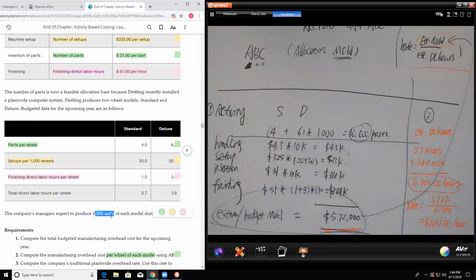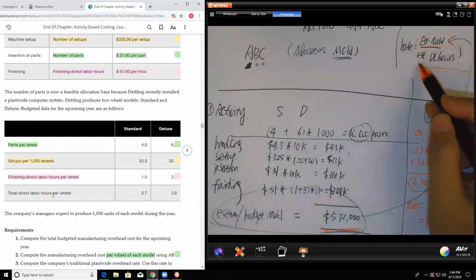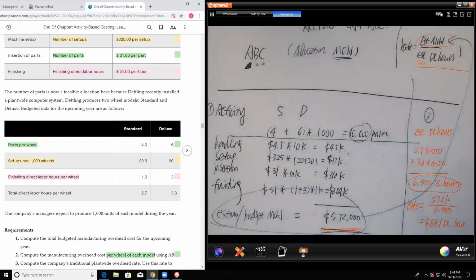And then, as I said, the question is not well written. We don't really know if it's the actual or the estimated. We said when we get the rate, we always use the estimated, but when we allocate, we use the actual. One more time, the question didn't tell us, but this is the only place we can find information about direct labor, so we use this as our estimated and also as our actual. Sorry, in your exam, it will be better written than this one.